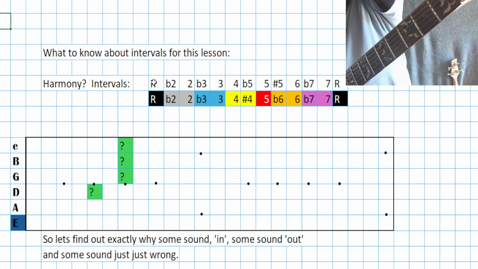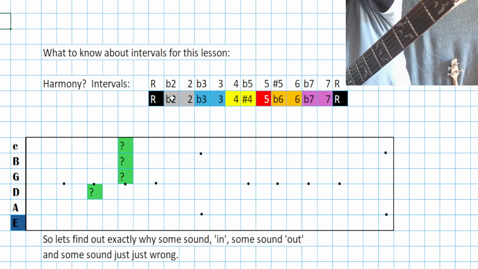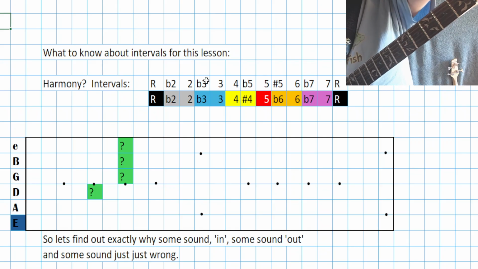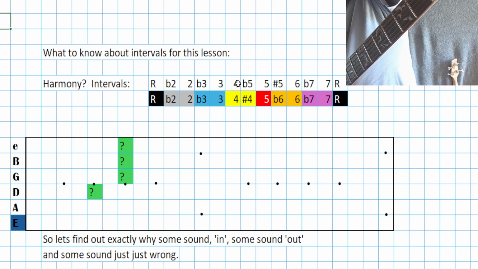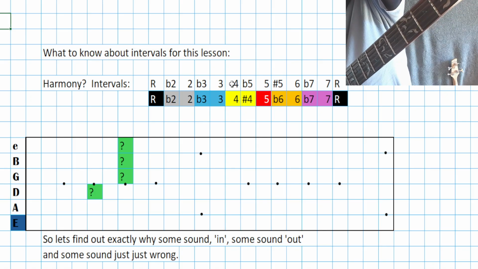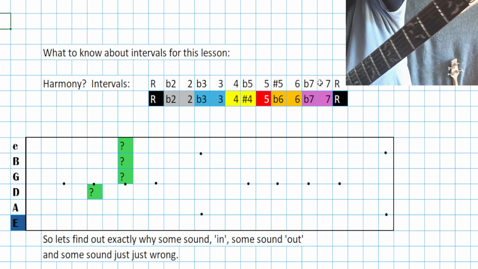So here we have all the intervals from 1 to 12. As you see here, R to R, root to root, so it's an octave higher. We have all 12 names for each interval, and they can sound like a jumble. There's the flat 2, the 2, the flat 3, the 3, the 4, the flat 5, 5, sharp 5, 6, flat 7, blah, blah, blah.